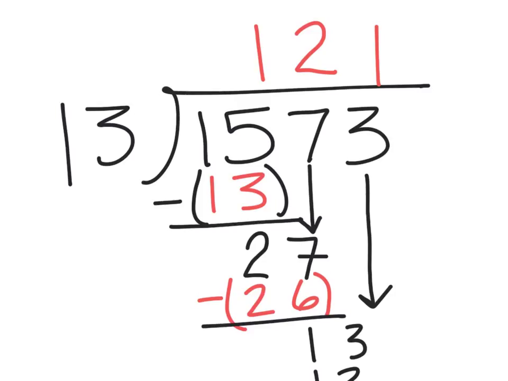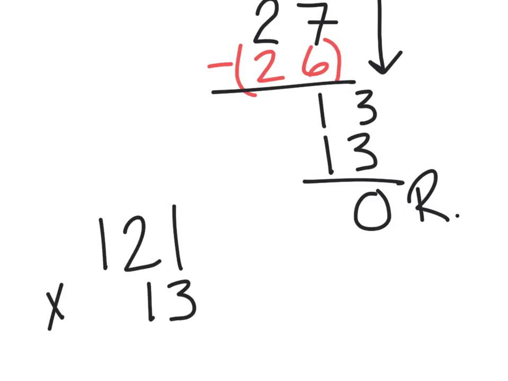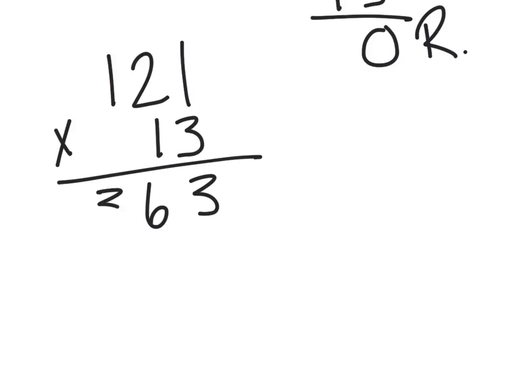So how do you know if you're right? Well, what you can do is take your divisor and your quotient and multiply them to see if you get your dividend. So let's see. 121 times 13. Now, just like dividing, it's been a while. Have you multiplied like this in a while? Let's check. 3 times 1 is 3. 3 times 2 is 6. 3 times 1 is 3. Now, you leave a 0 here.